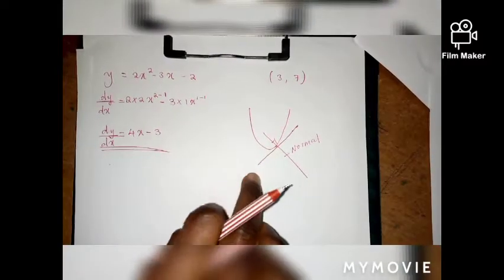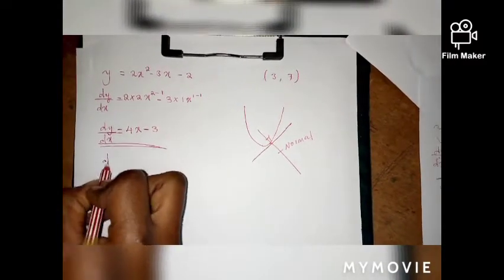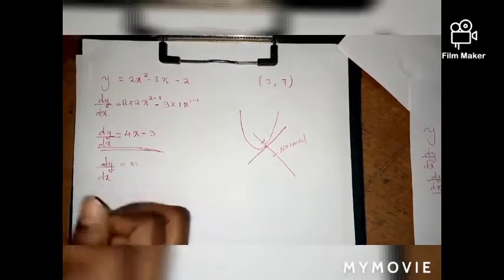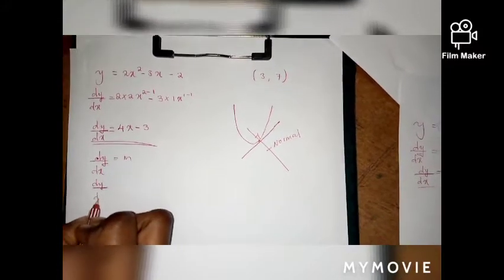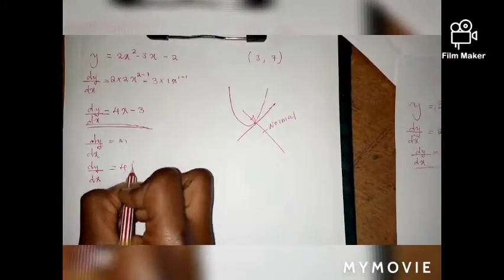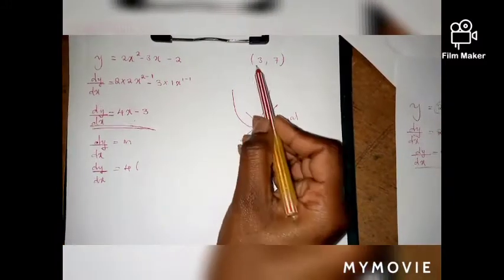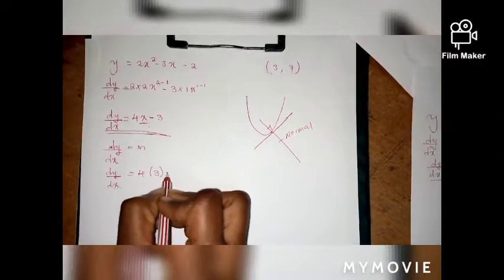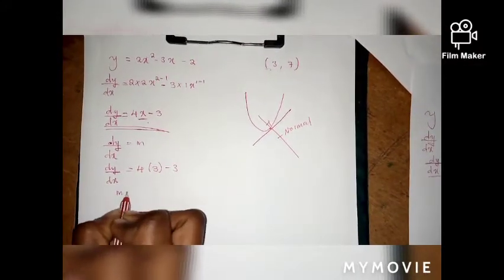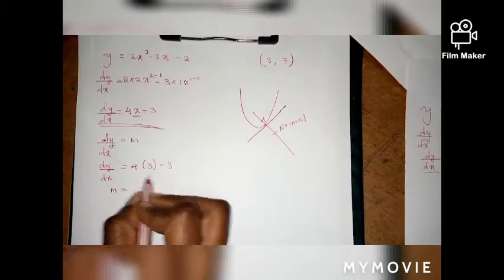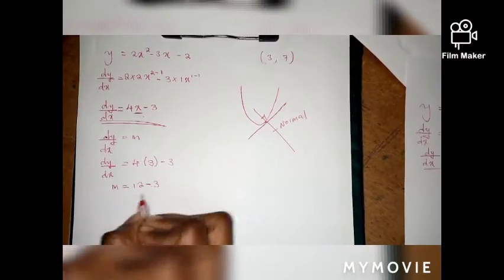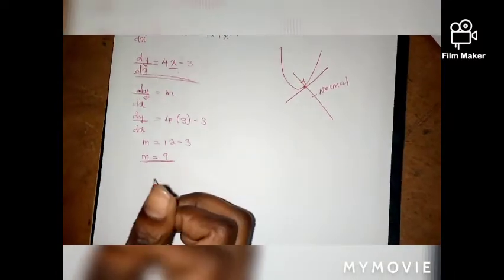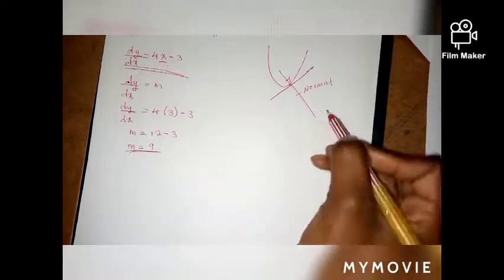We're going to find the gradient of the tangent. So dy over dx is also the same as the gradient. So we're going to say dy over dx is equal to 4x minus 3. In this case, this is the gradient function. We're placing the x coordinate in place of x, which is 3. So m is going to be equal to 4 by 3 is 12 minus 3. m is going to be equal to 9. So in this case, we have found the gradient of the tangent.